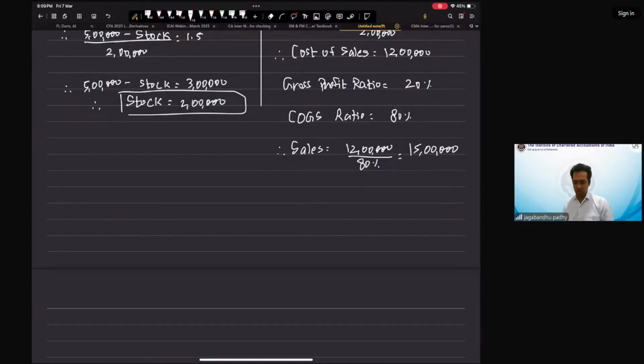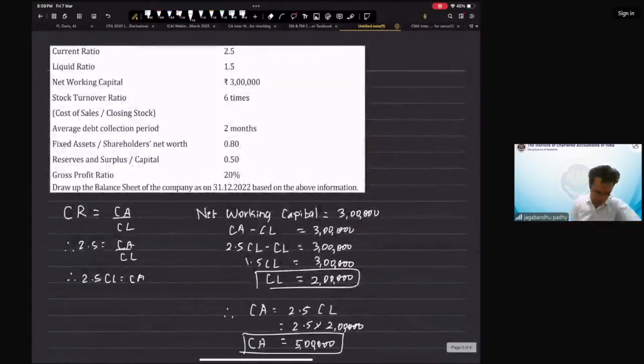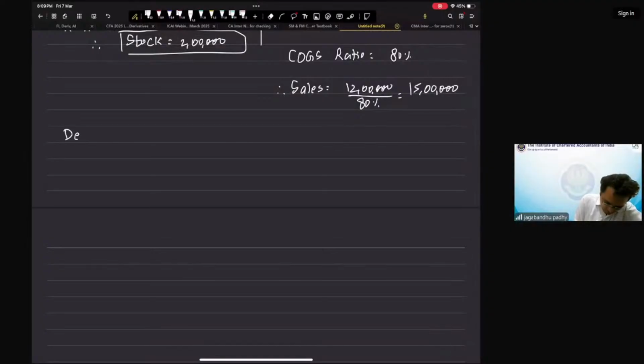Okay, so sales is going to be 15 lakhs. Now, based on this sales, we can calculate the value of debtors or receivables for us. Average debtors collection period is 2 months. Now, we have been given debtors collection period is 2 months.